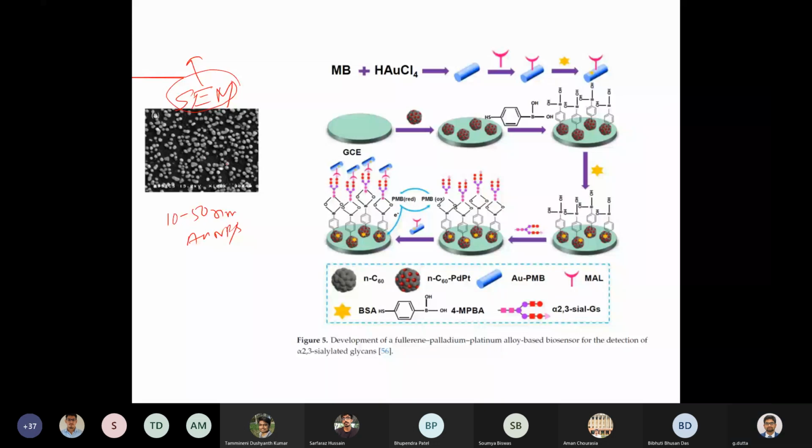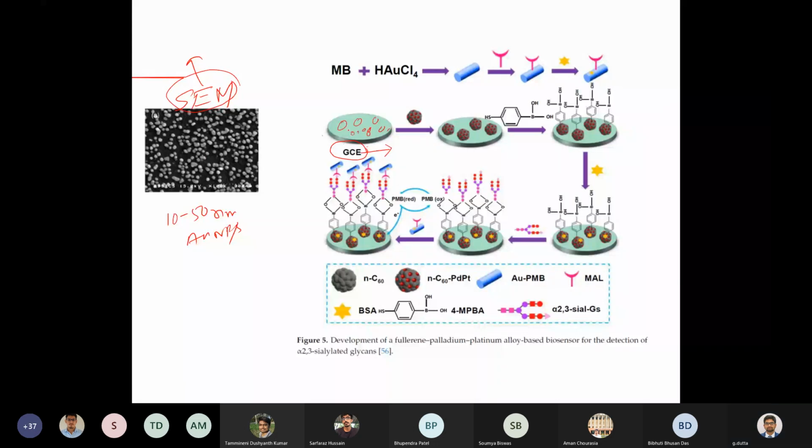So we can fabricate some sensor surface. This is called the sensor surface or transducer. I taught you, right, what is the transducer? The transducer is the surface where we immobilize all the materials like antibodies and other nanoparticles. Here, GC is the glassy carbon electrode where we will immobilize maybe gold nanoparticles.